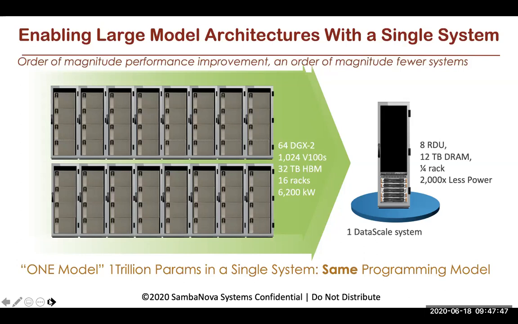And so you have the same programming model. In fact, in order to use 64 DGX2s, you've got to change the programming model and figure out how to make things very data parallel. With the RDU-based system, we have a single programming model which takes advantage of model parallelism to scale the model across multiple RDU chips very efficiently, so that we can do these 100 billion parameter models. And of course, in the future, we're going to scale this approach. The goal is to get to trillion parameter models. And once you get to this size model, the accuracy which you can get on natural language tasks is dramatic.